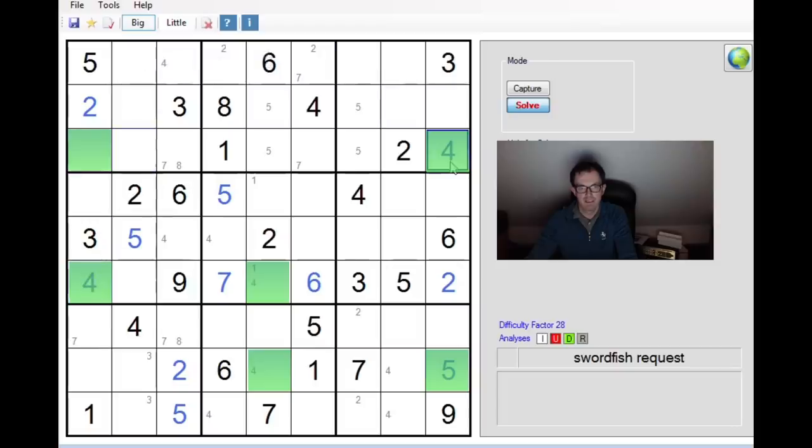Again, I just need to keep track of the pencil marks now. So where can a 4 go here? Only in this square. This 4 here also rules out a 4. I'm going to be able to complete all the 4s. Unwinding the swordfish means this is a 4, this is a 4, and I think this square is a 4. So there we go. Let's eliminate all our 4 pencil marks now and see where this takes our solve.